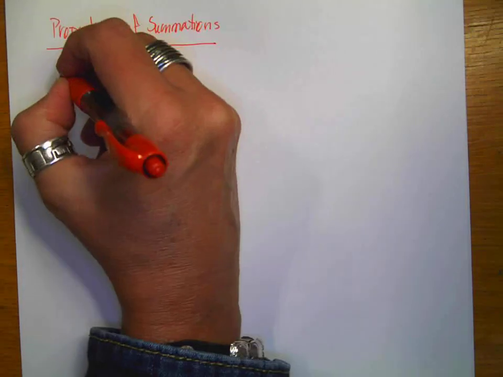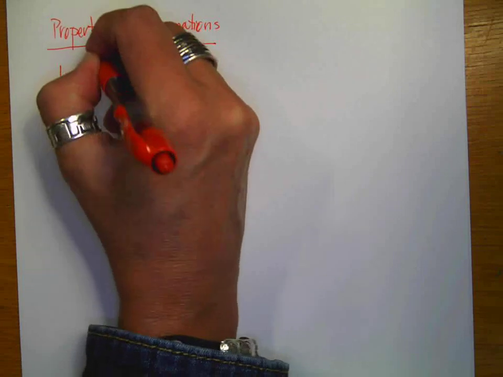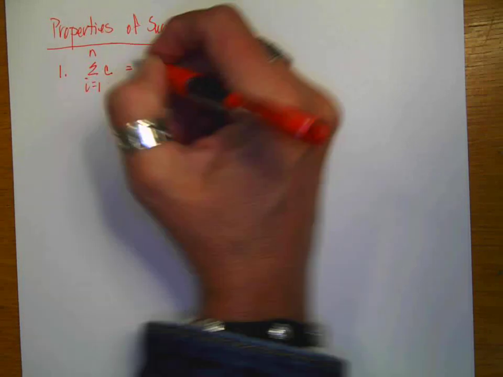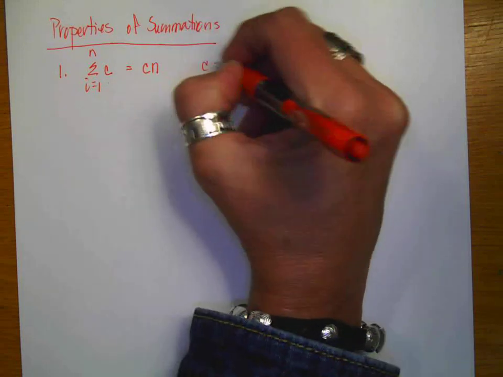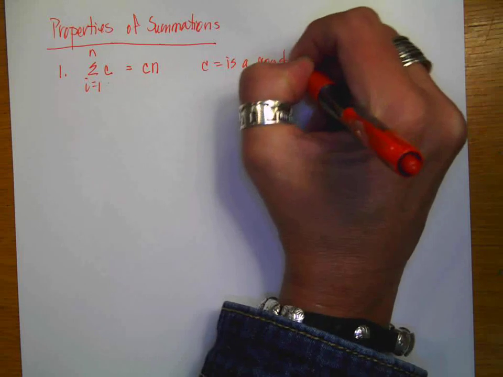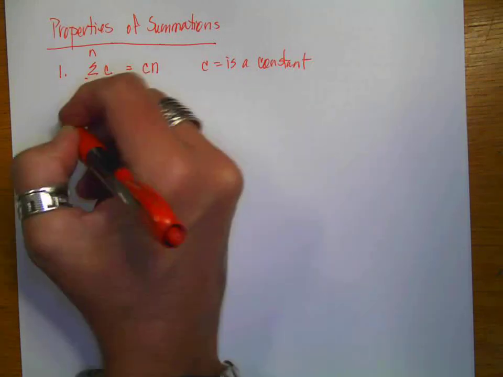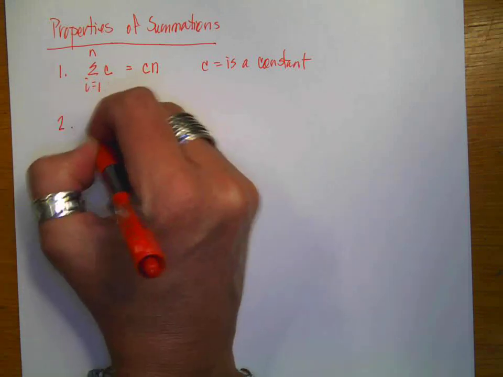So most math things have properties. So here are our properties of summations. It says that if I have the sum from i equals 1 to n of a constant, then this is going to be the constant times n. Okay, and c in math is a constant. We actually are just using these equations in calculus right now.